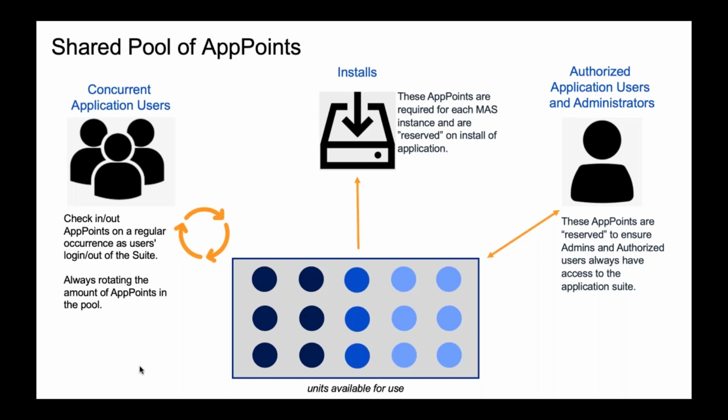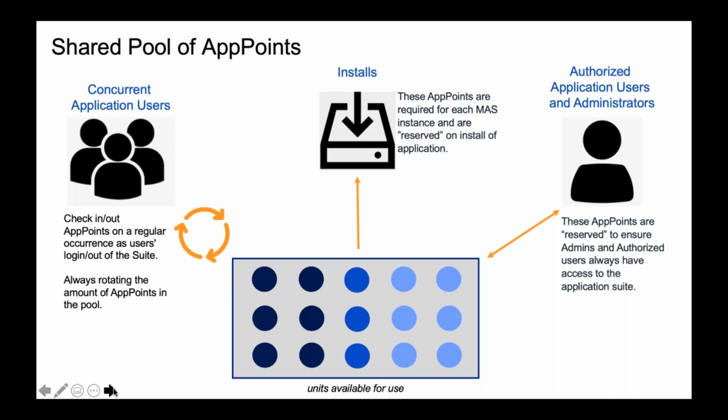So this is how the shared pool of app points can be utilized within your solution. You can have concurrent users constantly rotating through those 500 app points. You can have installs that are consistently running behind the scenes, like your SAP connector. And then you can have your authorized users who are in the solution all day long, or your administrators who are administering your solution all day long, as reserved named users.